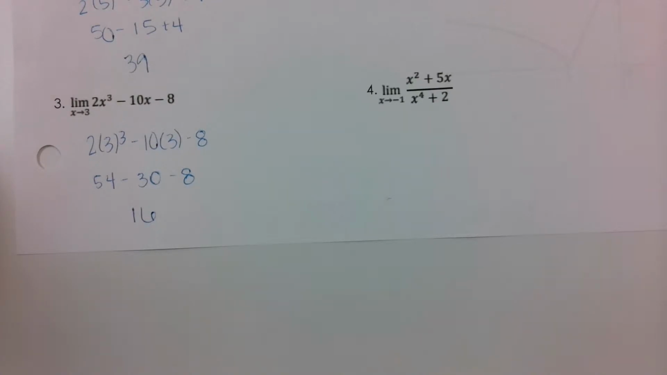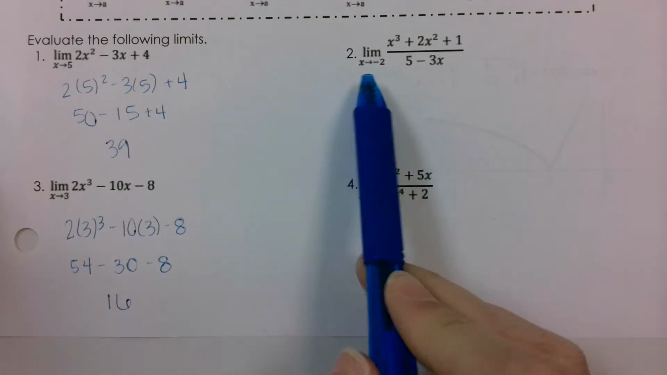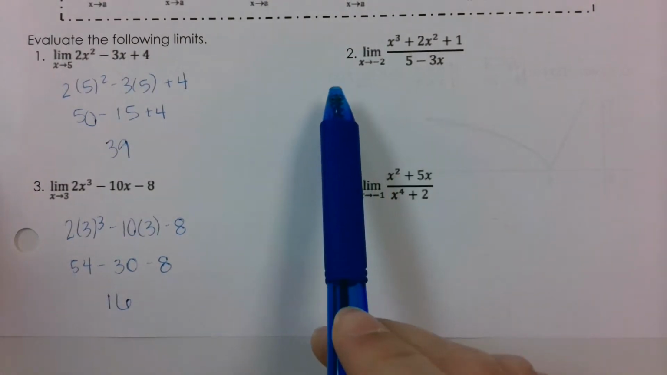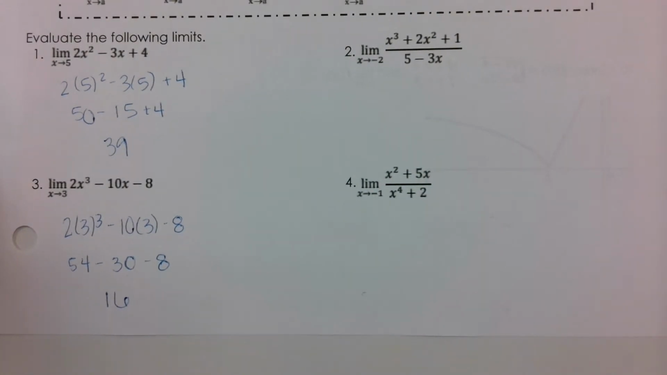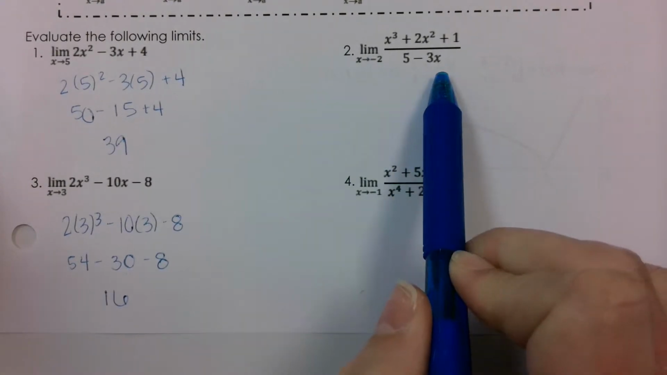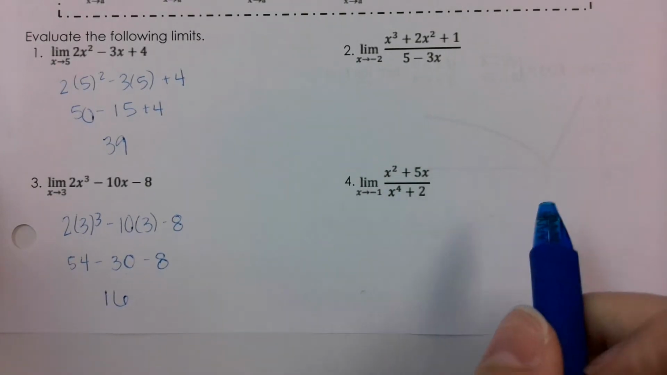2 and 4 are a little bit different. Why? Are they just regular polynomial functions? No, those are rational functions, right? Because there's a fraction and you've got variables in your denominator. So you've got to make sure that whatever x is approaching, if you plug that in, it's not going to make your function undefined. Because if it does, then just plugging and chugging is not going to get you anywhere. So if we plug in a negative 2 here, would that make our denominator 0? No, so we're good. We can just go ahead and plug in.